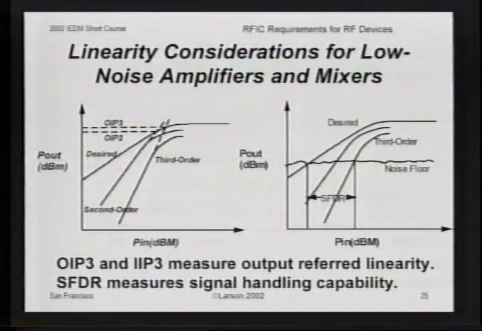So the distance between these 2 points is known as the spur-free dynamic range, and this is really the thing that we're trying to maximize. We're trying to maximize the spur-free dynamic range for a given DC current for these technologies. So this is the thing that is the most crucial, and we've just looked at the first aspect of this, which is now noise figure. So let's spend a little bit of time on linearity.